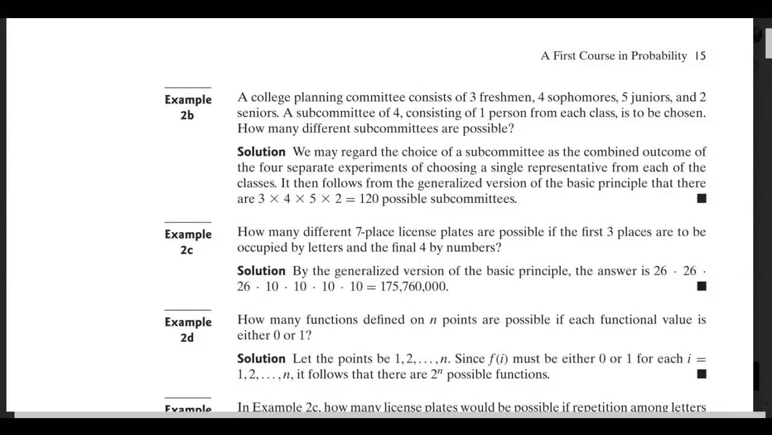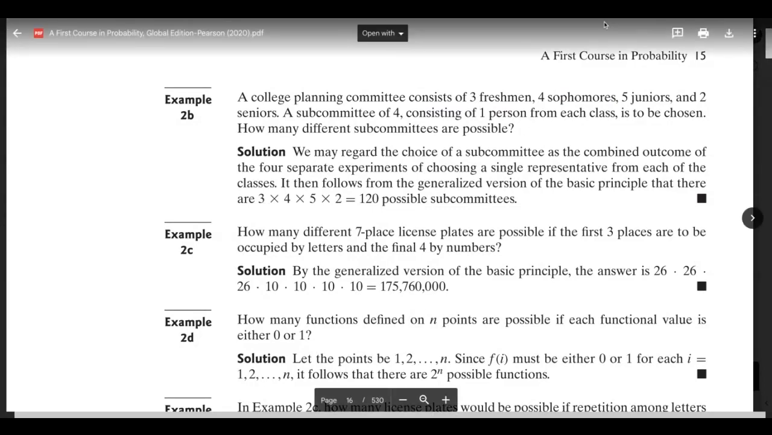If anyone has any questions at any moment, feel free to stop me, or you can speak up, or you can type in the chat.